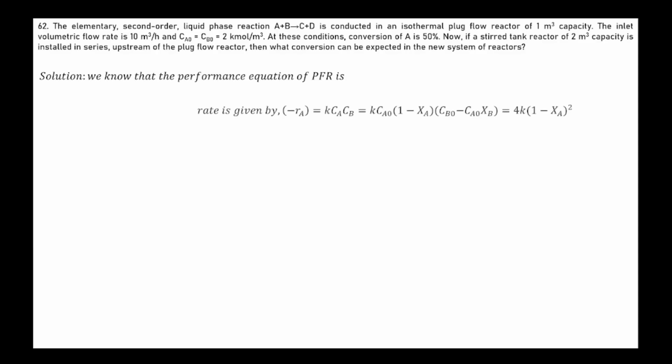Okay, so very first we will see. We have a plug flow reactor, case 1, in which A plus B gives C plus D is happening, and the volume of the plug flow reactor is 1 meter cube. So very first, the rate equation. Since it is an elementary second order liquid phase reaction, the rate is as per the stoichiometric coefficient. Elementary means the order is the same as the stoichiometric coefficient.